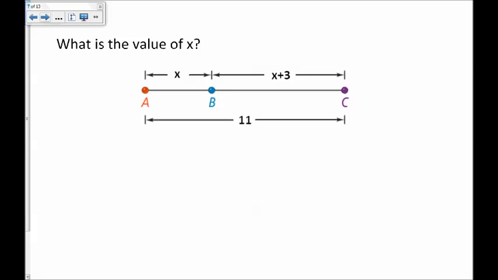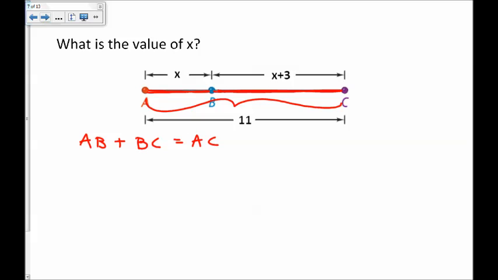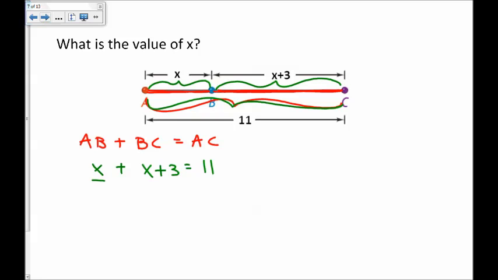Here is another example. What is the value of x? Well, from the segment addition postulate, I know that AB plus BC equals AC. Now let me substitute. AB is x plus BC is x plus 3. AC is 11. Now, the first thing I will do is combine like terms. Here is an x, and here is an x. I have two x's.